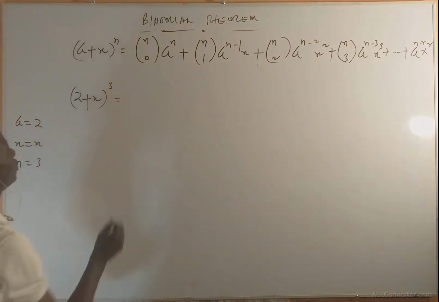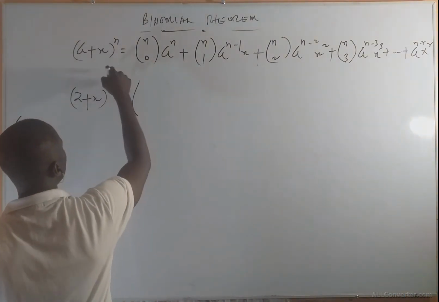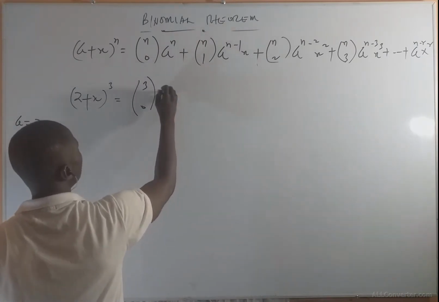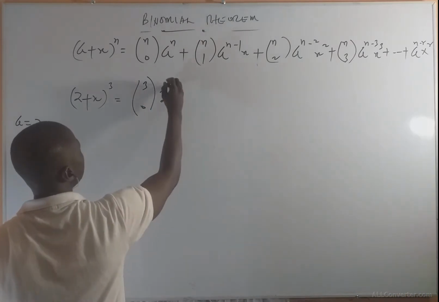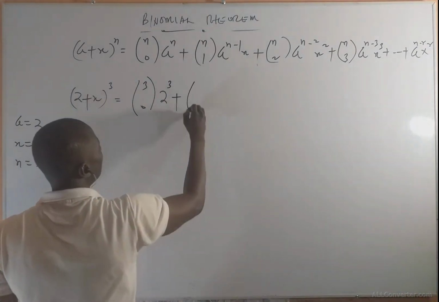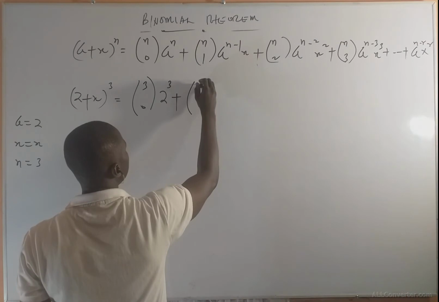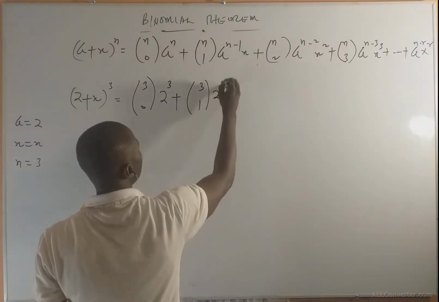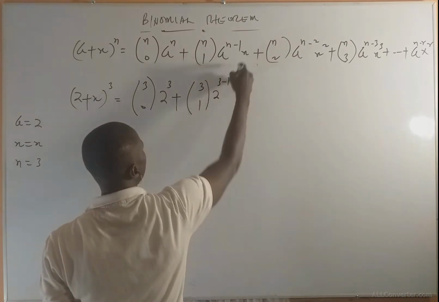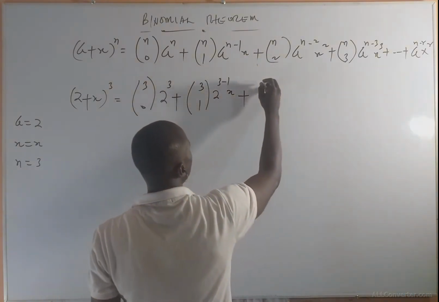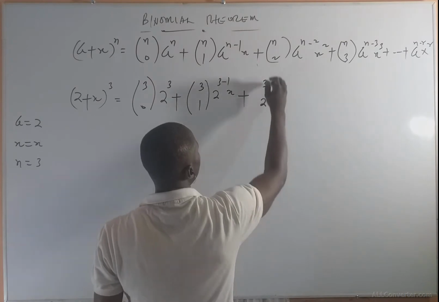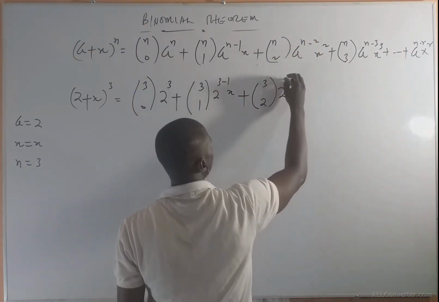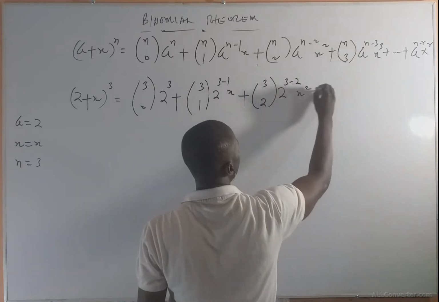In doing that, n combination 0 will now be 3 combination 0. Then a is now 2, so you have 2 exponent n, and n is 3. Then you have n combination 1, and n is 3, so you have 3 combination 1. Then you have a exponent, and a is 2, exponent 3 minus 1. Then you have your x here. Then you have 3 combination 2, 2 exponent n minus 2, that will be 3 minus 2, then you have your x squared here.